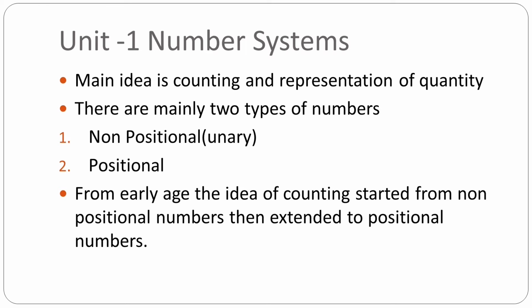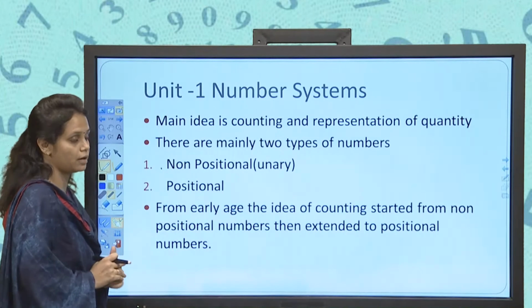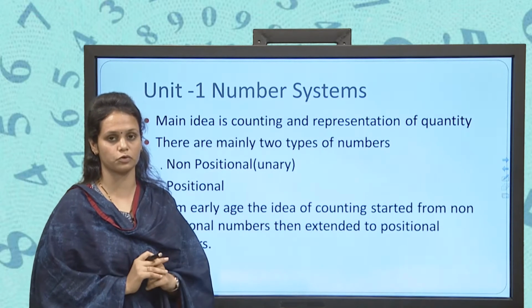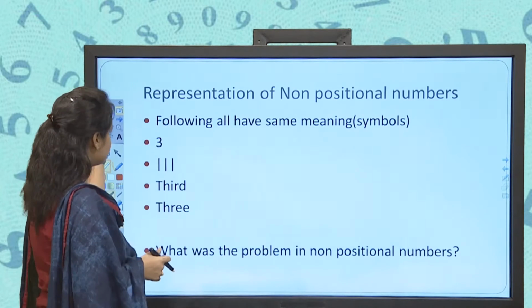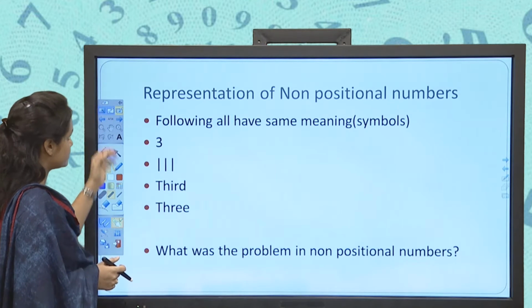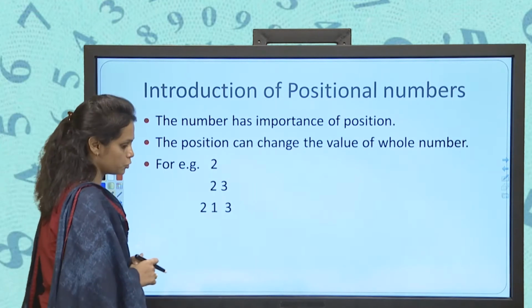Now, why did we first introduce the number system? It is just to represent the quantity of the object, and that's why they introduced the number system. These are the examples of the non-positional number. Fine. Next is the introduction of the positional number.